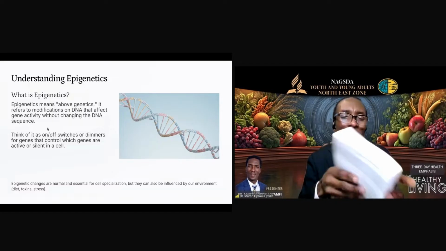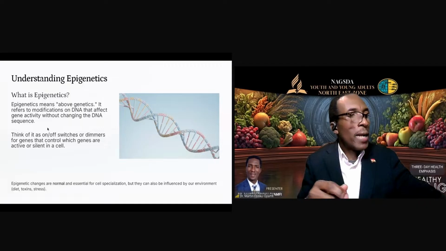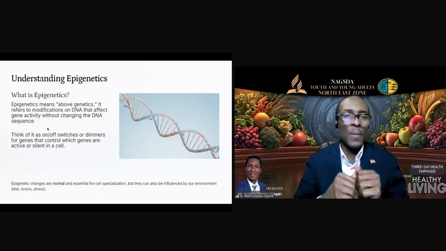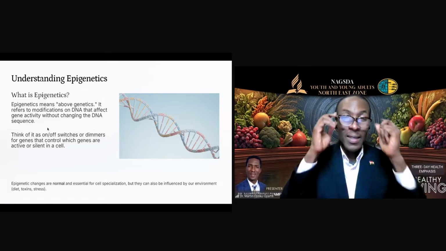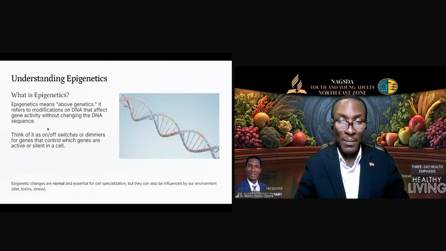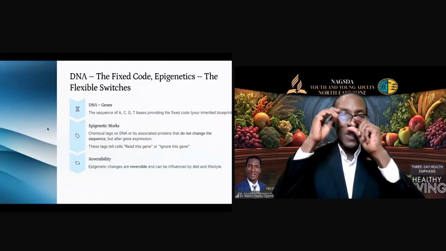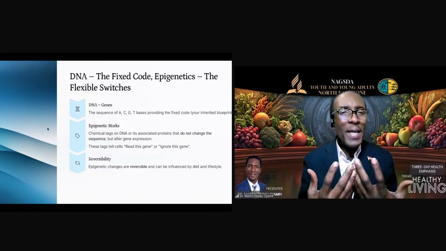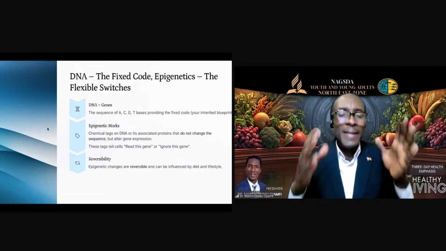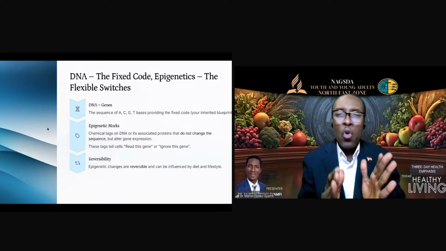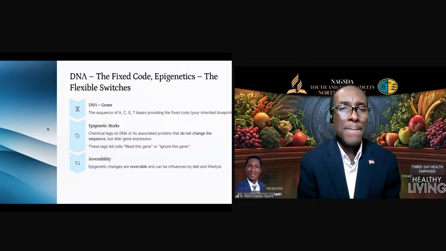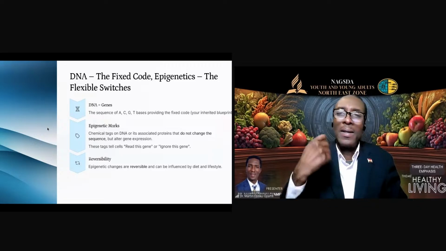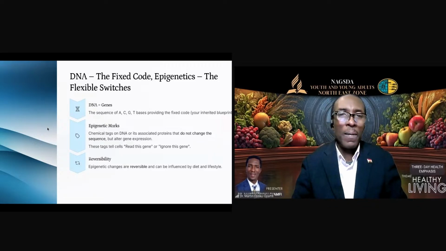It's like a playbook, a book that gives you instruction. Epigenetics tells you when to move, when to stop, when to activate, when to run. That is what epigenetics is like. All right. So in other words, the DNA is the fixed code, or our genetic code. That's the DNA. And the epigenetics is the flexible switches that turn on and off.